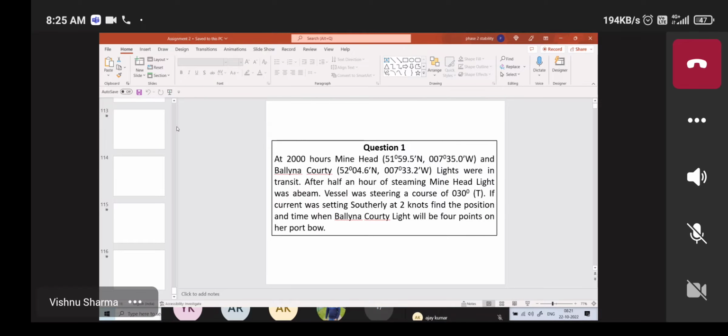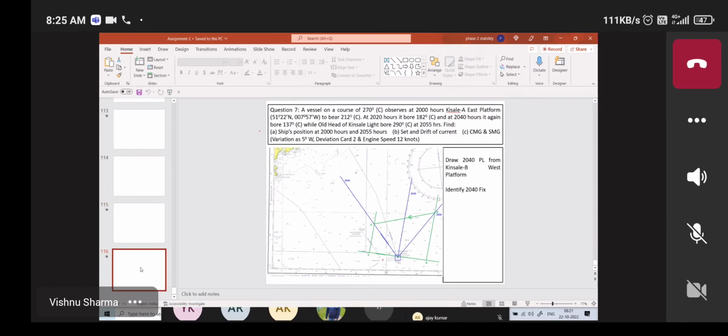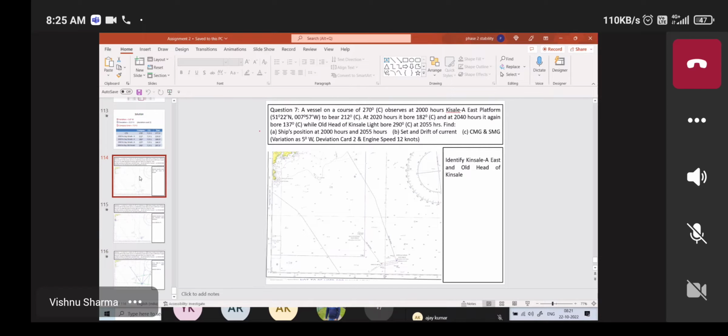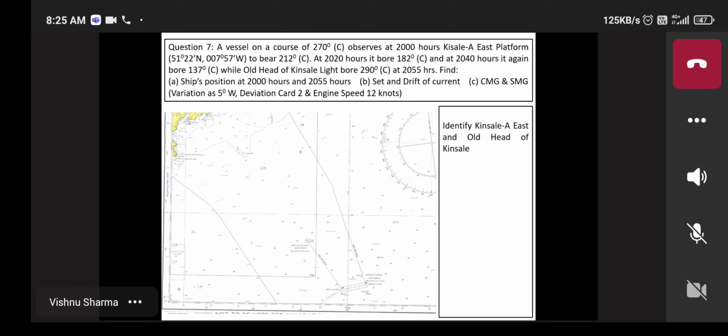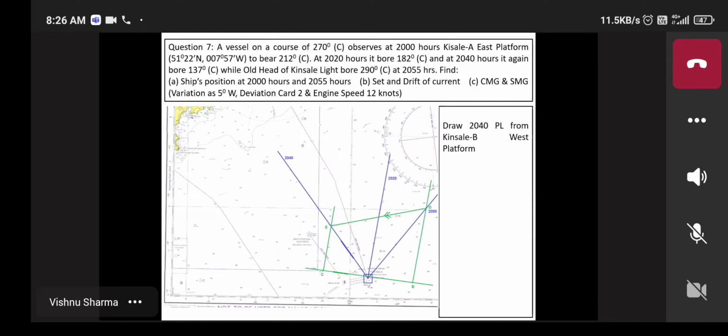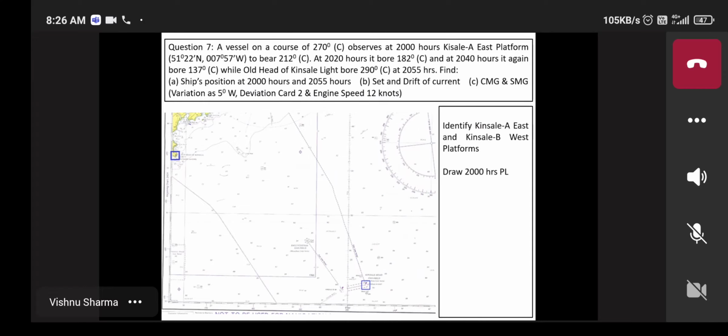That's a very important concept actually. Question number 7, this one, right? Yes, sir. Now pay attention to this. I don't know whether this plot will come. What is the bearing of Kinsale? In this, the bearing of Kinsale is 290 degrees. You will get it if you apply the compass correction. Okay, we get the true bearings. Now let's come here.